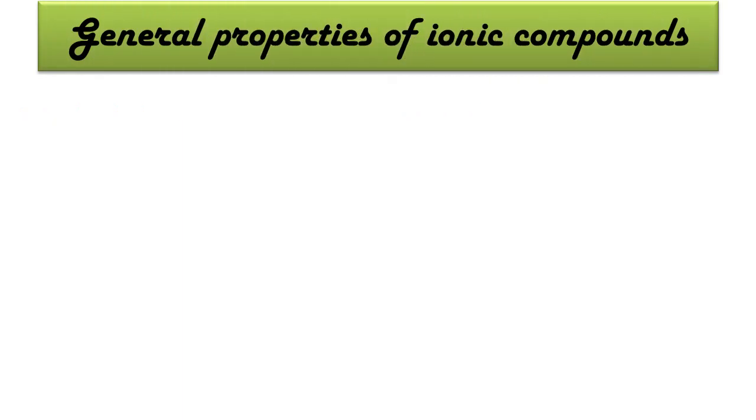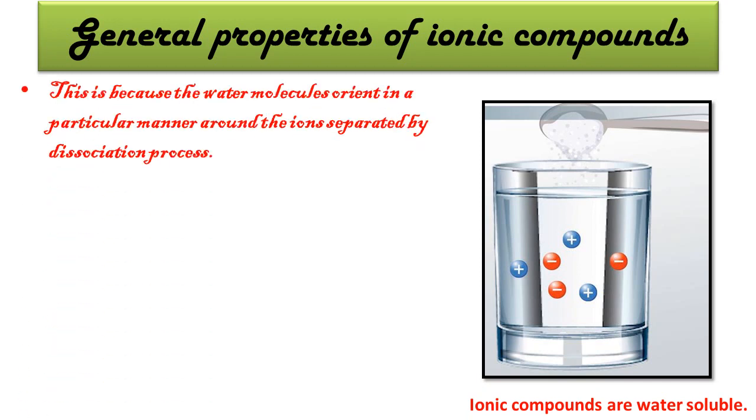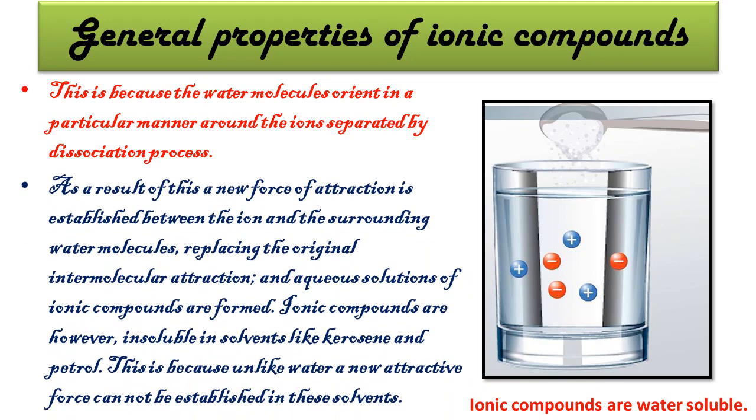Alright, now the fourth one is that ionic compounds are water soluble. This is because the water molecules orient in a particular manner around the ions separated by the dissociation process. Dissociation process means when ions are dissociated, that is sodium will be Na plus and Cl minus, and as a result of this a new force of attraction is established between the ions and the surrounding water molecules, replacing the original intermolecular attraction.